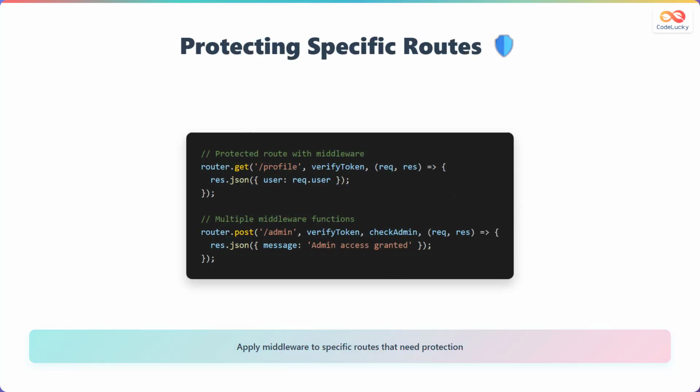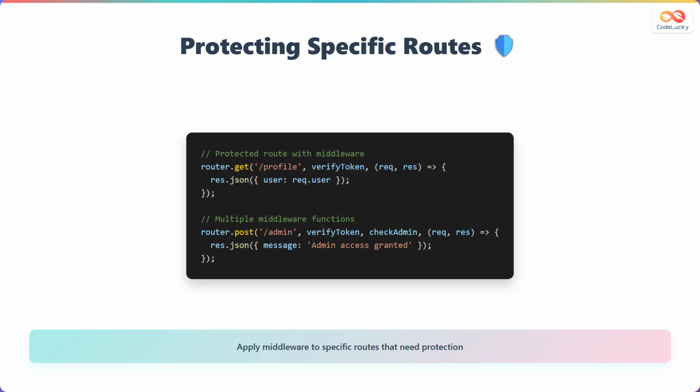Now let's apply the middleware to protect specific routes. Here we use the router.get method to define a route for the /profile endpoint. We pass verifyToken as middleware before the route handler function. This ensures that only requests with a valid token can access the user profile.